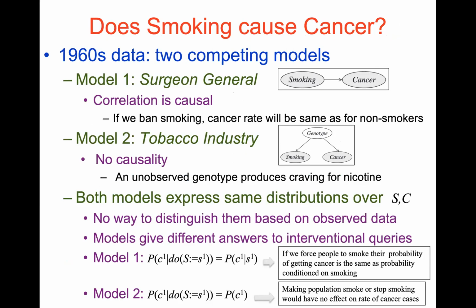And looking at the data, there were two competing models. One, the Surgeon General of the United States stated that there is correlation between smoking and cancer. And not only that, it's not just correlation, it is causal. Smoking causes cancer. What they meant by that was, if we ban smoking, so no smoking, then the cancer rate will be the same as for non-smokers, right? So whatever be the cancer rate for non-smokers, if we ban smoking, it will be the same.